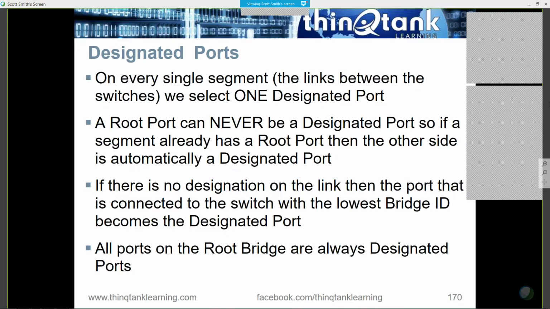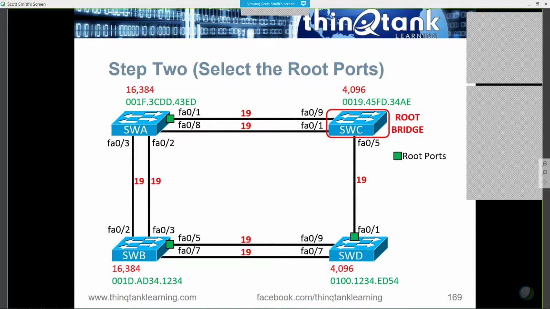A root port can never be a designated port. So if a segment already has a root port, then the other side of that segment is automatically designated. Which one of these are designated? Port 9 on switch C, right? Port 5 on switch C. Port 9 on switch D. Follow me? If one side is root, the other side has to be designated. There's no exception to that rule, ever. So you don't even have to really do a calculation there. Since FA01 on switch A is a root, FA09 on switch C must be designated. Okay?